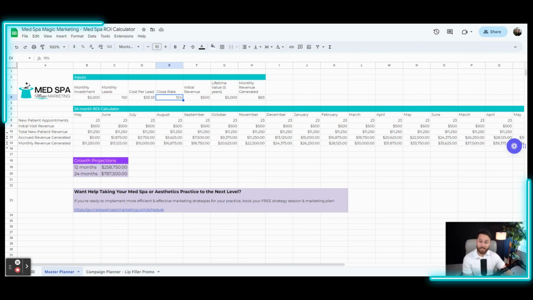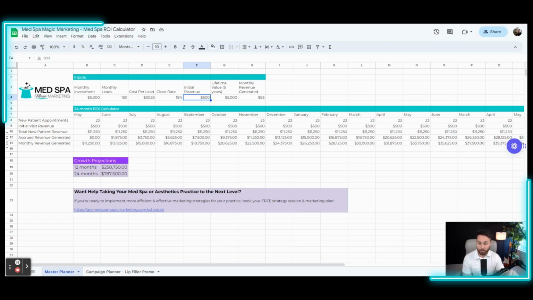So the reason I went on the lower side is because the more of the leads volume wise are going to come from Facebook. So I put an overall close rate of 15% as a good baseline goal. And then on average, when you get a new patient in the door, how much is the average ticket, right? How much are they spending at checkout?